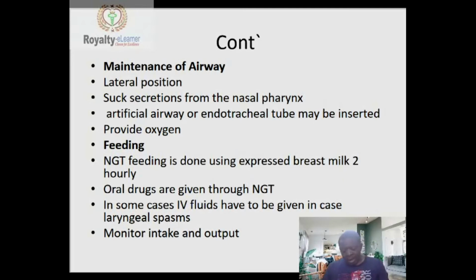Let us also look at another aspect, which is feeding. A nasogastric tube may be used to feed the patient using expressed breast milk. That is, you have to feed the patient every 2 hours. Oral drugs are given through the nasogastric tube, and in some cases, IV fluids have to be given in case of laryngeal spasms. You have to monitor intake and output.